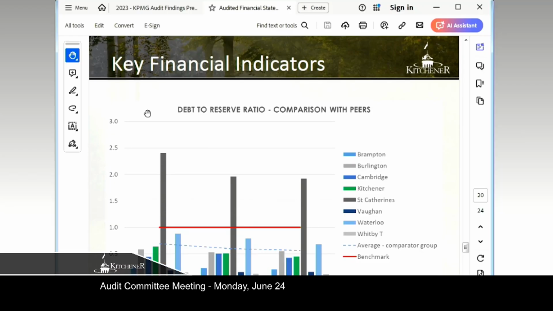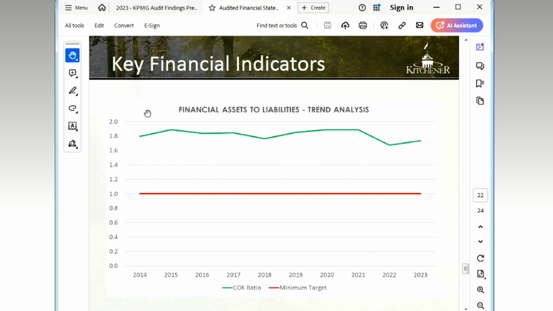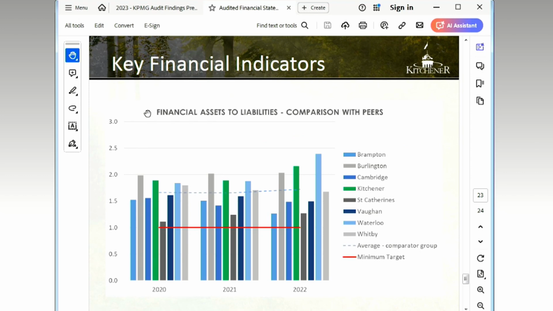Through the chair, was it financial assets to liabilities? Financial assets to financial liability, sure. Just one before, a bar chart with comparison with our peer municipalities. Financial assets to liabilities. Yeah.